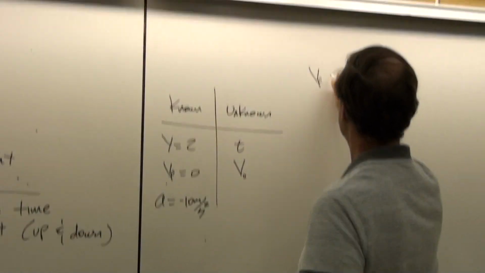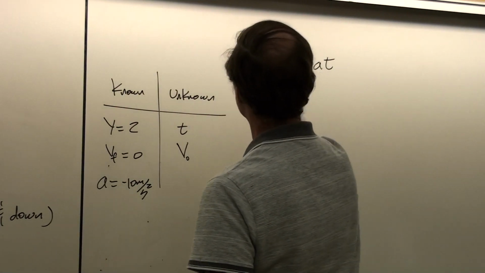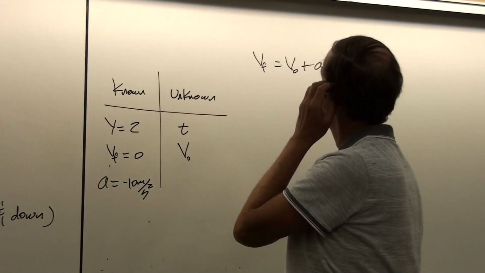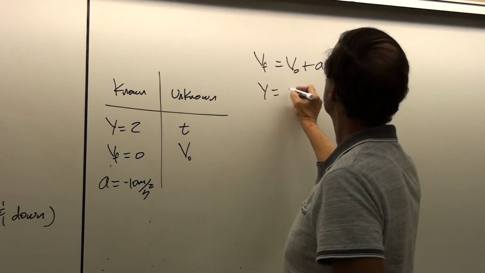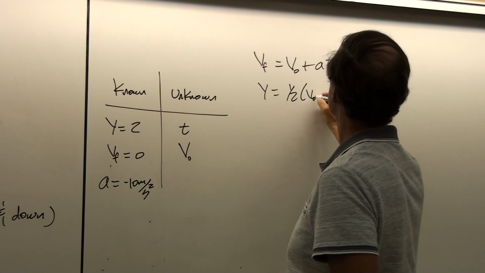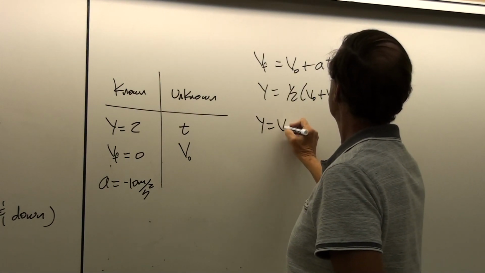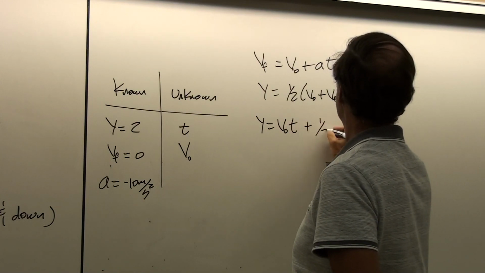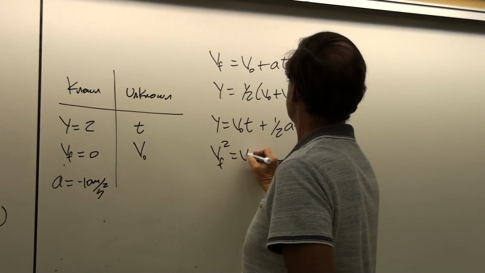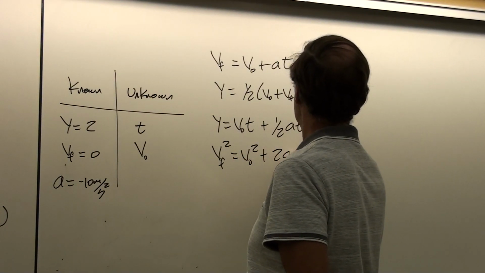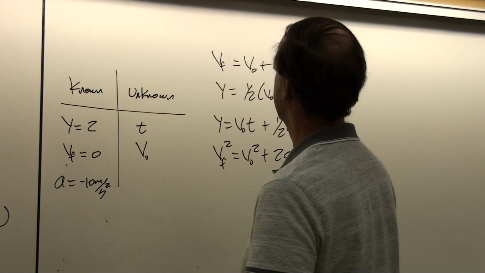We've got v final equals v initial plus at. And by the way, I'll give these to you on the exam so that you don't have to look them up. y is equal to 1/2 times v initial plus v final times t. y equals v initial t plus 1/2 at squared. v final squared equals v initial squared plus 2ay. Okay, so we're talking about y motion here because we're going up.